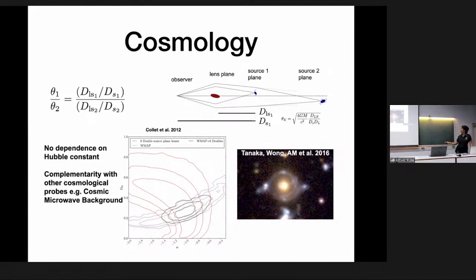And here is a real example of a double source plane lens system observed with the Hyper Suprime-Cam survey, where you have this lensing galaxy which is in the foreground, and then this arc, you can see this red arc which is the first source, and then you can see this blue-like feature which corresponds to a more distant source at a different redshift.